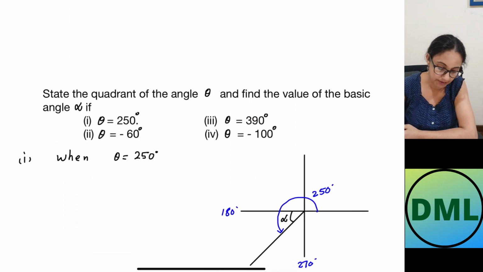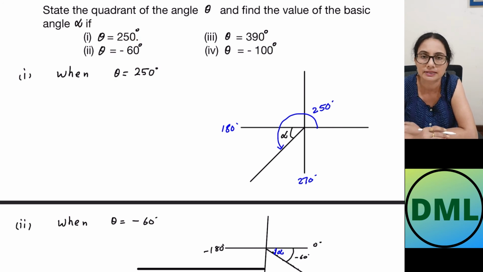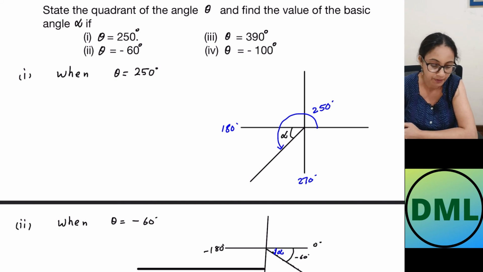Let's see one more example here. State the quadrant of the angle theta and find the value of the basic angle alpha if theta is equal to 250 degrees. Now they are giving us the angle theta and they are telling you to find out the basic angle alpha. Now theta is 250 degrees. As you can see, 250 degrees lies in the third quadrant. So this is my angle theta. I need to find out this basic angle alpha.